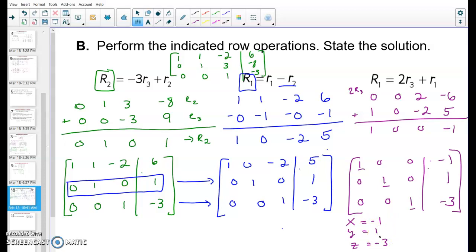You guys have practiced doing this with just normal equations and different operations with that, but we are going to actually use matrices in order to figure out the system of equations.